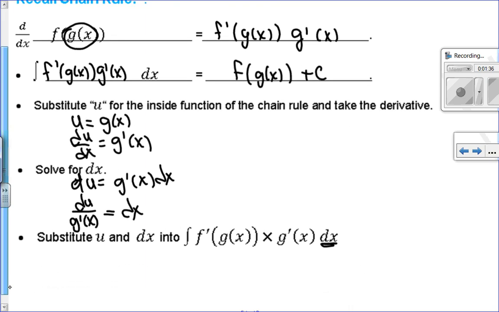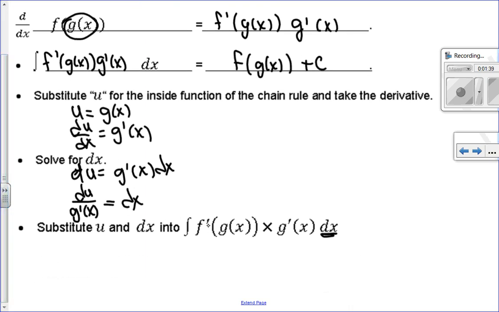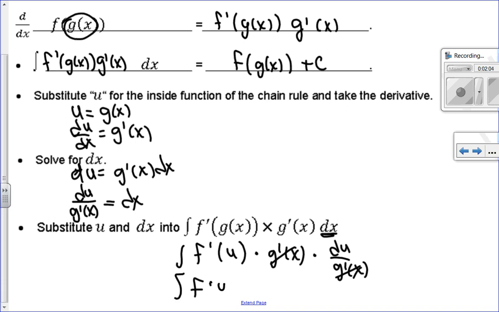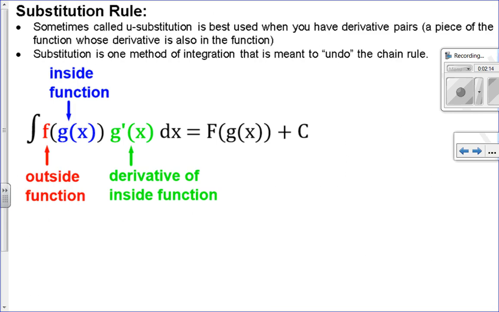Let's go back to the original integral. The integral was f prime of g of x times g prime of x dx. By substituting in u here, and we have g prime of x multiplied by what dx is, that's just du over g prime of x, you can see that these cancel, and then we're just left with the integral of f prime of u du, which is much easier to work with than what I started with. Because we're substituting u for the inside function, it's sometimes called u substitution.